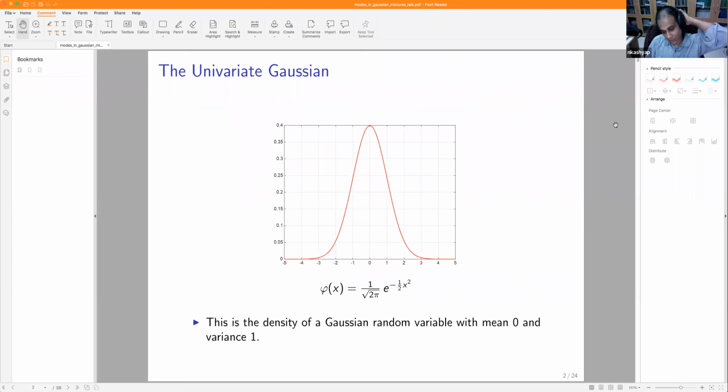Yeah, so I just wanted to put this plot up because this is the object that we will be concerning ourselves with. I'm assuming everybody is familiar with this. This is the univariate Gaussian. In particular, it's the density of a Gaussian random variable with mean 0 and variance 1. The density I will refer to using the notation phi of x.